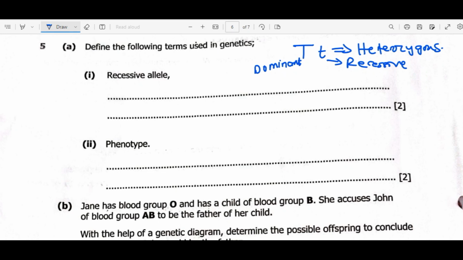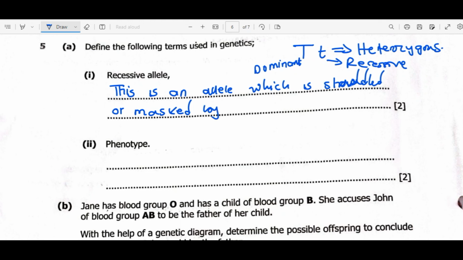So we'll say this is an allele which is shadowed or masked by a dominant allele. So it is denoted by a small letter.